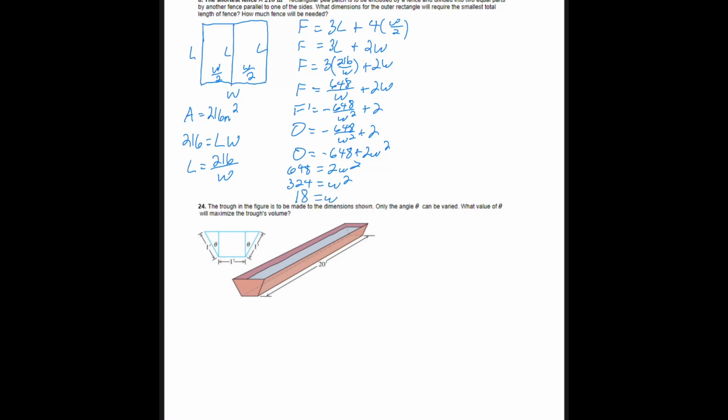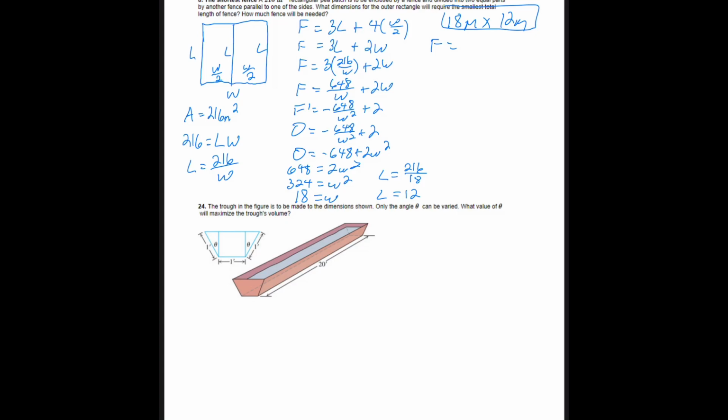Add 648 to both sides, divide by 2, and then take the square root, which is 18. So W equals 18. And then we can find the length by plugging it into this formula. So L equals 216 divided by 18, which is 12. And now, how much fence will be needed? We can plug that into our original fence formula.